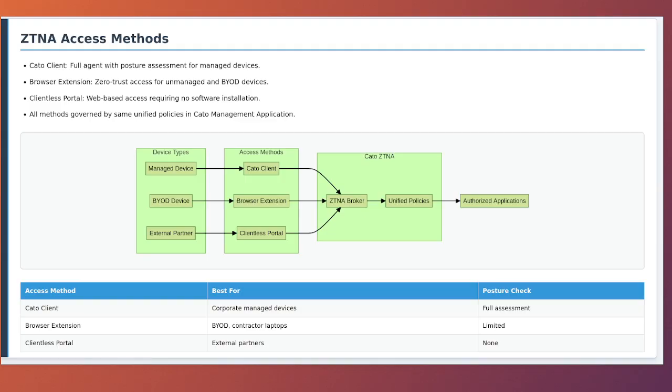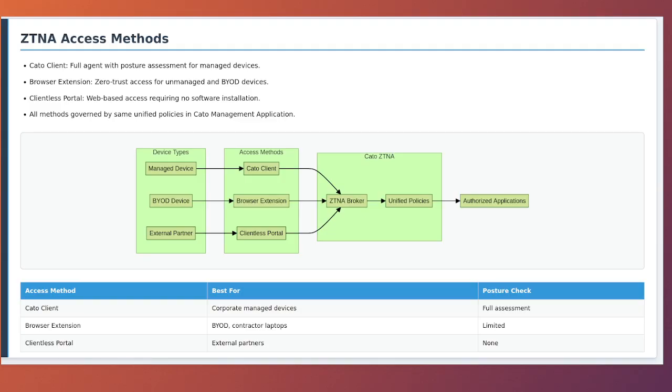The third option is fully clientless access through a web portal. Users navigate to the Cato application portal, authenticate with SSO and MFA, and are presented with their authorized applications. They click to launch applications directly in the browser. This is ideal for external partners and contractors who cannot install any software on their devices.